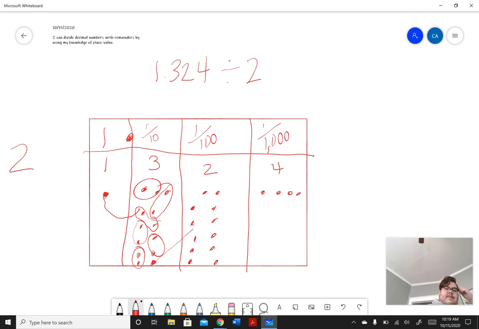Now can I find groups of 2? Absolutely. There's a group of 2. There's a group of 2. There's a group of 2. There's a group of 2. There's a group of 2. And there's a group of 2. Awesome. I don't have any remainders. I don't have any left over, so I can go on to my next place value, find groups of 2.